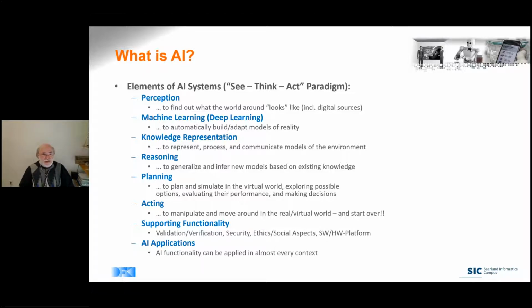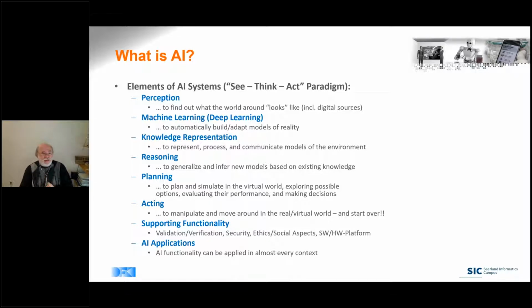The one is perception, right? This is essentially finding out what the world around looks like. This could also be digital sources, could be cameras, any sort of sensors. Then using machine learning, and there's a lot of deep learning there, but not only, to automatically build and adapt models of what is around us based on the perception data that we're getting. And then processing this in such a way that we can represent this knowledge, process this knowledge, and communicate this model either to other systems, or also communicate with a human about that knowledge.